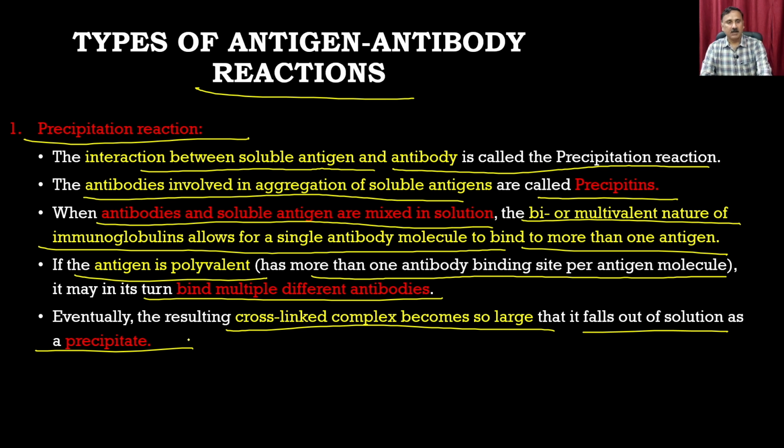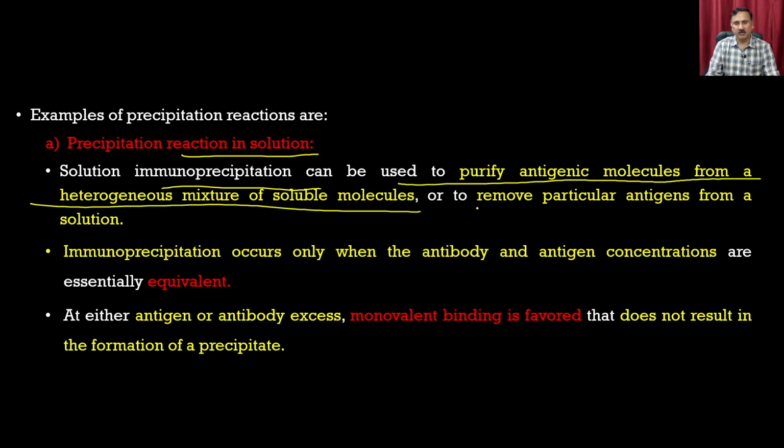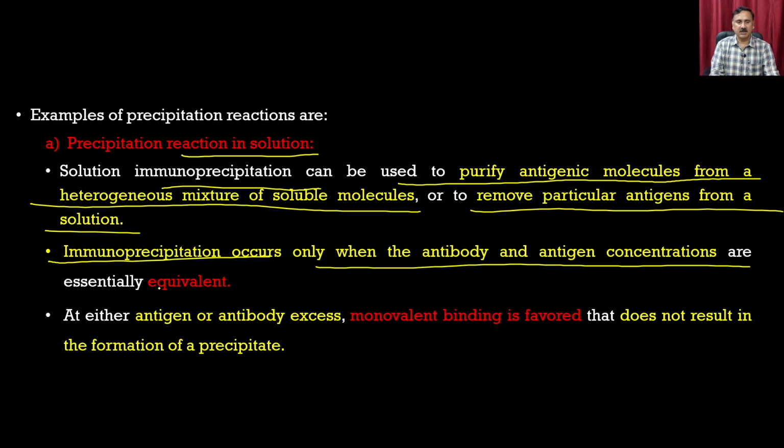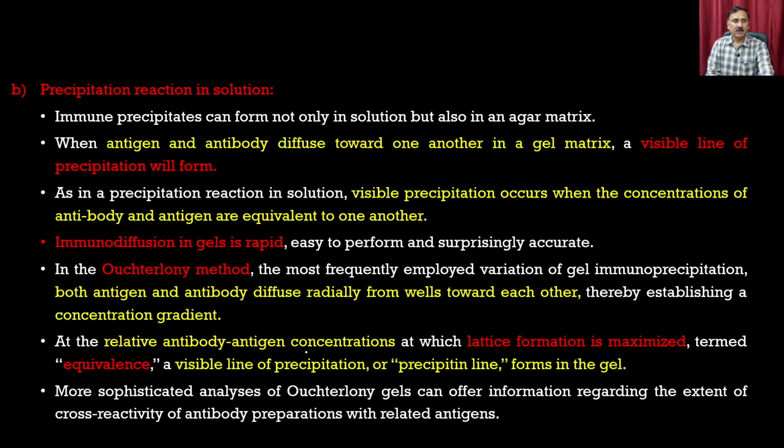a precipitate. Now, examples of the precipitation reactions: you can have precipitation reactions in solution. So, a soluble immunoprecipitation can be used to purify the antigenic molecules from a heterogeneous mixture of soluble molecules, or to remove a particular antigen from the solution. Immunoprecipitation occurs only when the antibody and antigen are essentially equivalent; in antigen or antibody excess, monovalent binding is favored and does not result in the formation of a precipitate.